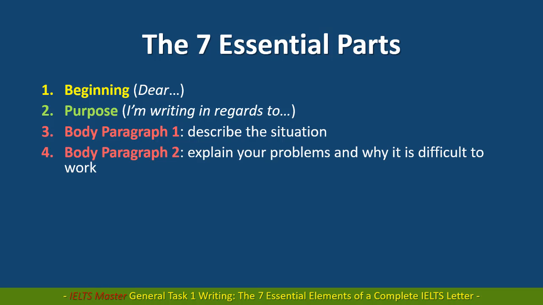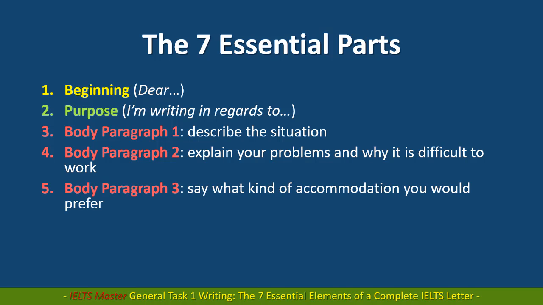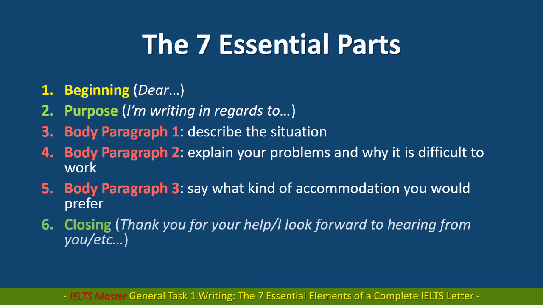Body paragraph 2 comes next, and this is the second bullet point where you explain your problems and why it is difficult to work. This is from the last question. Body paragraph 3 is what comes next, and this will be the third bullet point. So you say what kind of accommodation you would prefer. And then finally, the closing. Thank you for your help, or I look forward to hearing from you, something like that, some kind of closing.